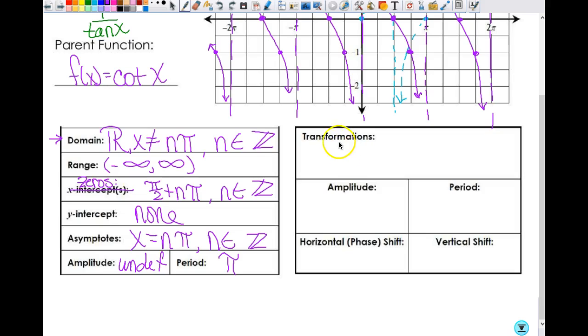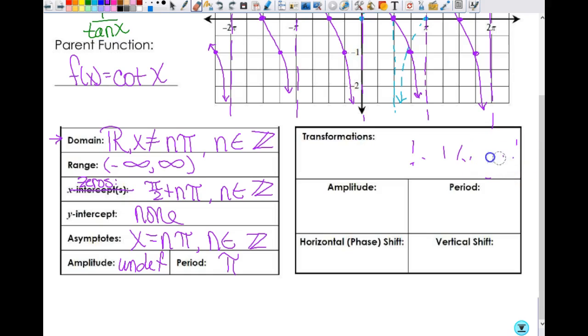Your transformations, hang on, my board catches up. Is f of x is equal to a times the tangent of b times x minus c plus d. I put tangent, dang it. He made me laugh and it threw me off. Smart Alec. Okay.